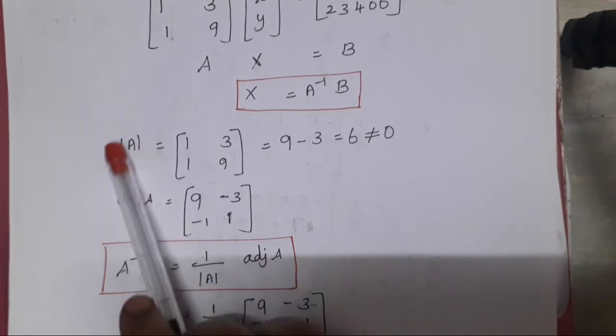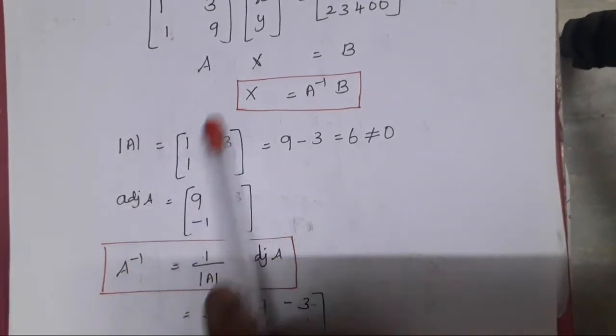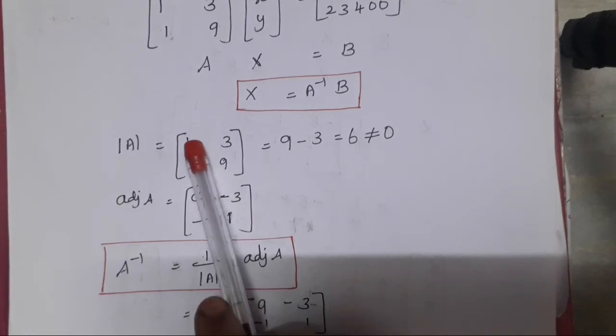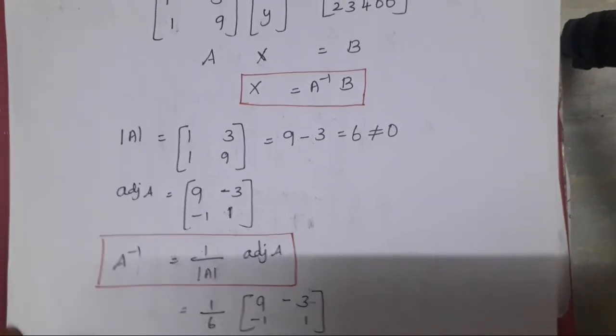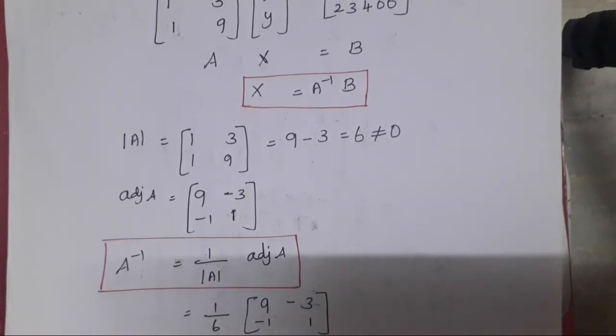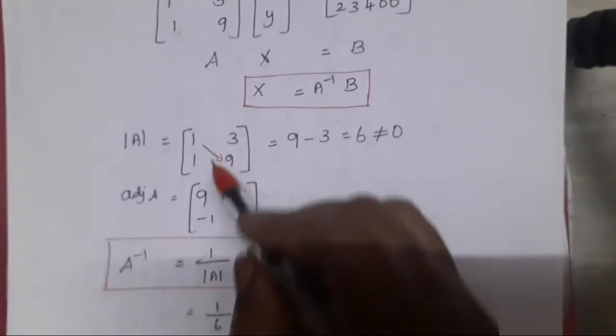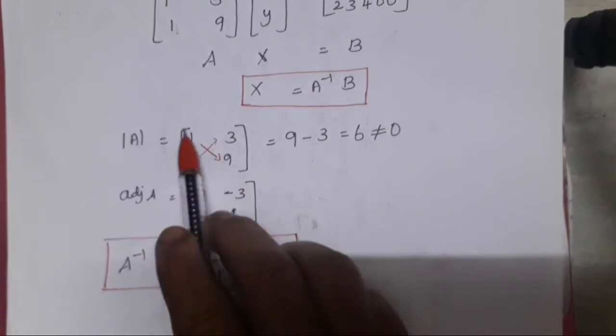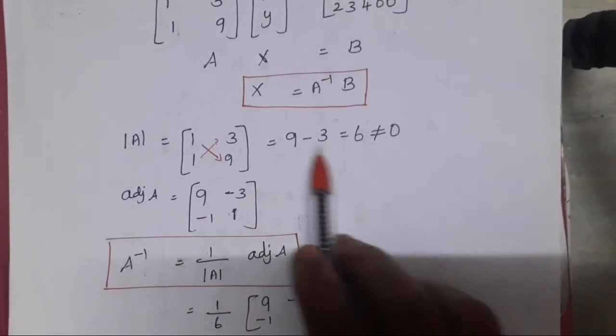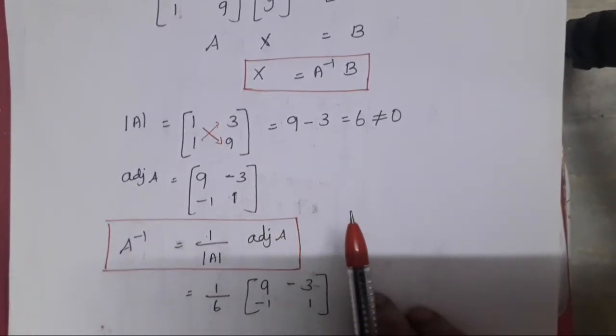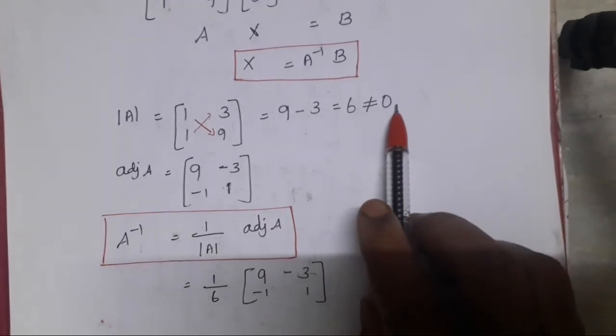So we need the determinant of A. What is the matrix given? [1 3; 1 9]. Find the determinant: downward minus upward. 1 times 9 is 9, minus 1 times 3, which is 3. 9 minus 3 is nothing but 6. That 6 is not equal to 0.